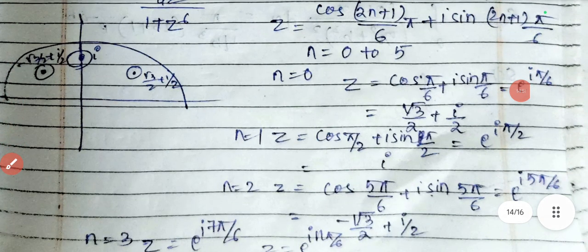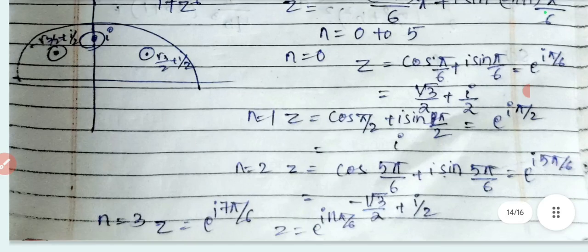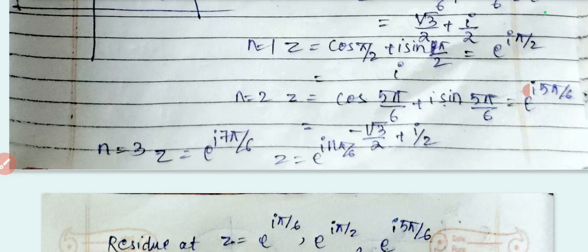Find all the values of n. Putting n equal to 0, that will be cos pi by 6 plus i sin pi by 6. We can write it as e to the power i pi by 6. Cos pi by 6, that is 180 by 6, cos 30, is root 3 by 2 plus i by 2. Similarly for n equal to 1, cos pi by 2 plus i sin pi by 2, e to the power i pi by 2, the answer will be i. For n equal to 2, locate it in the semicircle. Which one comes in the upper part of the semicircle and which one comes in the lower part? Please comment. For n equal to 2, the answer will be cos 5 pi by 6 plus i sin 5 pi by 6, e to the power i 5 pi by 6.